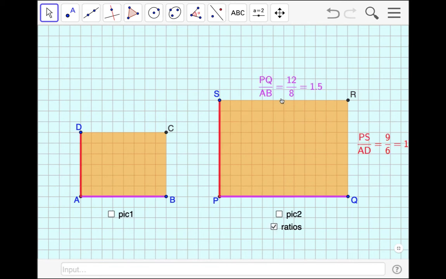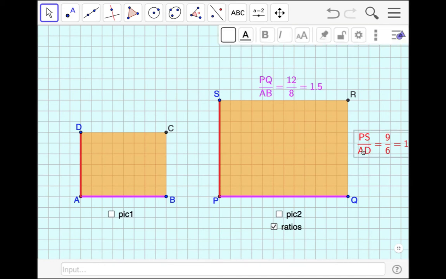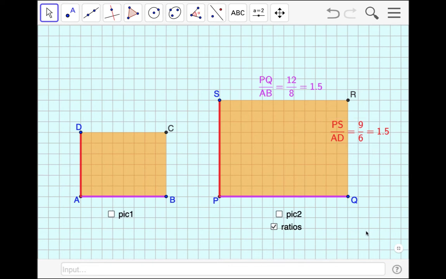Now let's check the ratio. PQ over AB, that is, PQ, the corresponding side of AB, is 12 over 8. What is the scale factor? 1.5. Now let's look at PS and AD. PS is 9, AD is 6, scale factor is 1.5. So we can see these two look the same and the scale factor is also the same. So these two are similar.